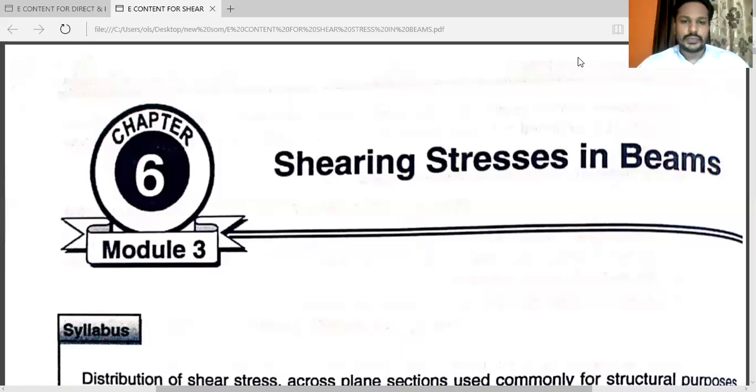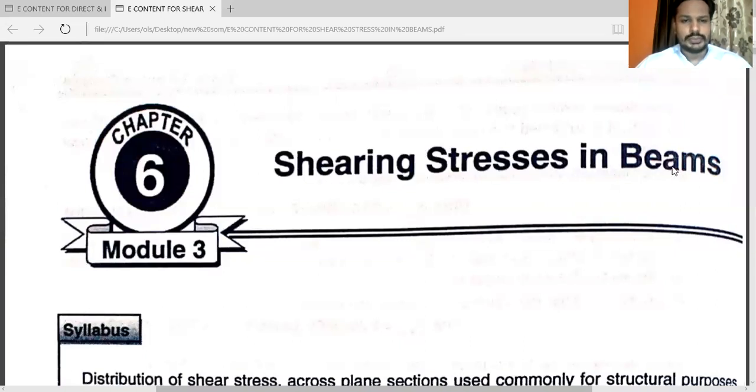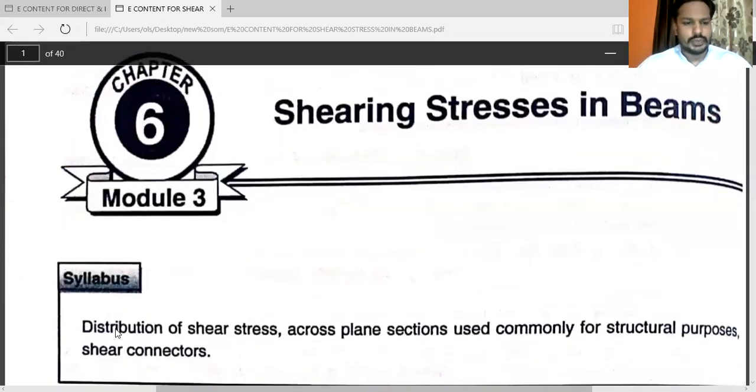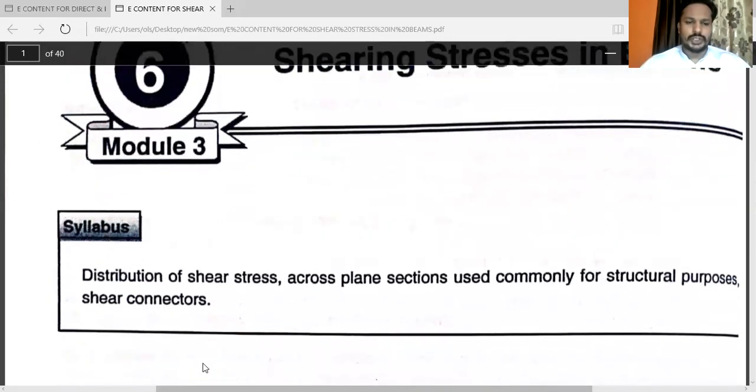Hello friends. Now here I am going to start a new chapter, that is shear stresses in beams. In the previous video we have seen stresses in beams, direct stresses and bending stresses, which we already completed. Now in this chapter we have some topics: distribution of shear stress across plane sections used commonly for structural purposes, and shear connectors. Here, first of all, I am going to explain what is meant by shear stress.